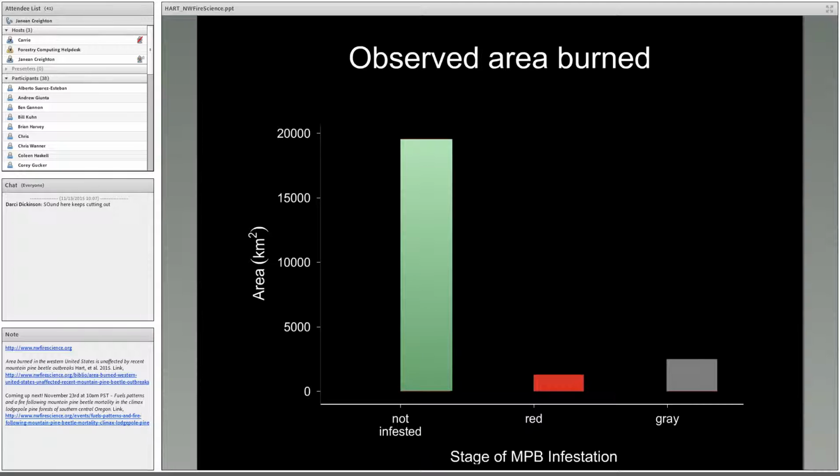And I'm showing data right now for 2006, 2007, and 2012 fire years combined. Those were three of the largest fire years that occurred in mountain pine beetle host cover type. And those were selected to get at this broad scale trend. So we can see right away that most of the area that burned during those fire years occurred in forests that were uninfested by mountain pine beetle.